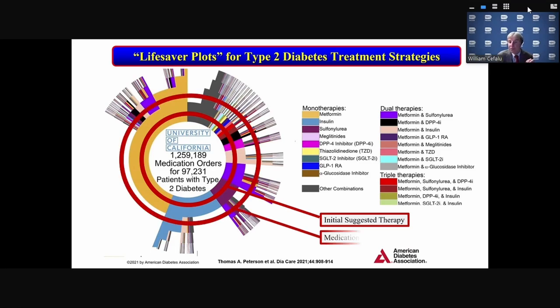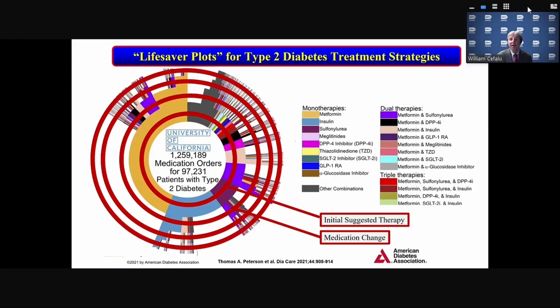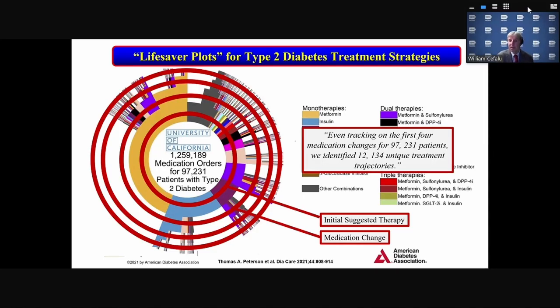You can see from this lifesaver plot the various therapies used as the initial suggested therapy. Now, as you go to the second lifesaver plot, each radius is a patient, and if the color changes, that means they detected a medication change. By the time we get out to the third and fourth medication change, what you'll notice and what they found was that even tracking just the first 4 medication changes for the 97,000 patients, they identified over 12,000 unique treatment trajectories.